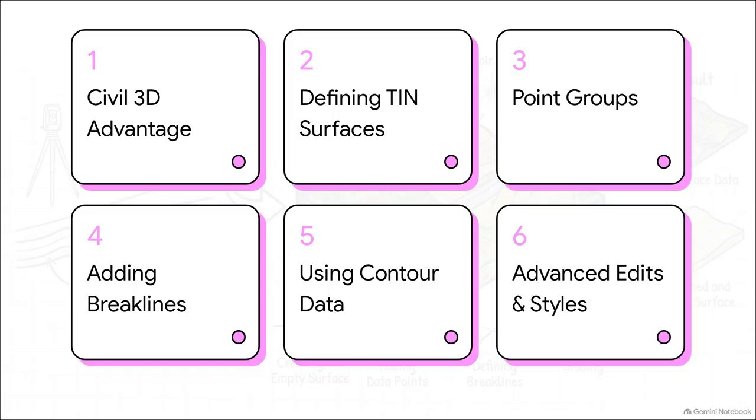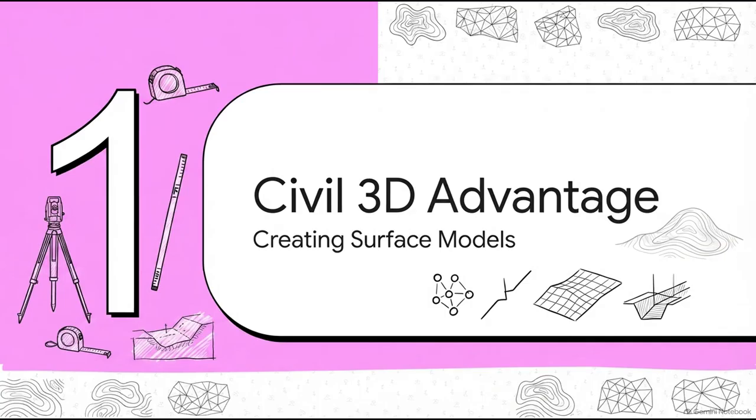Here's our roadmap for this Explainer. 1. The Civil 3D advantage. 2. Defining tin surfaces. 3. Starting with point groups. 4. Adding detail with break lines. 5. Using contour data. And 6. Advanced edits and styles.